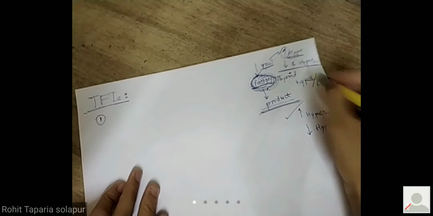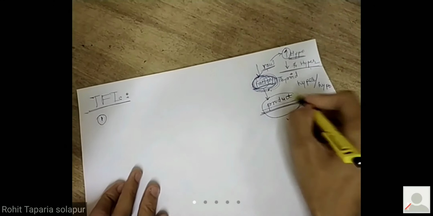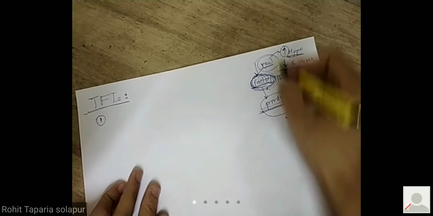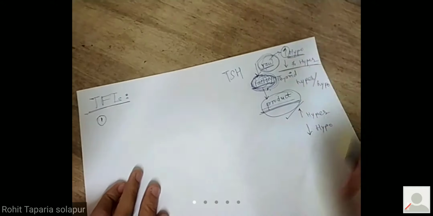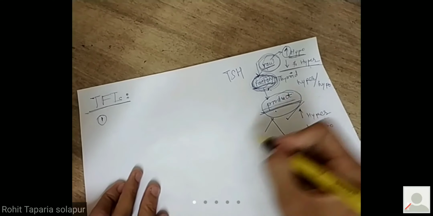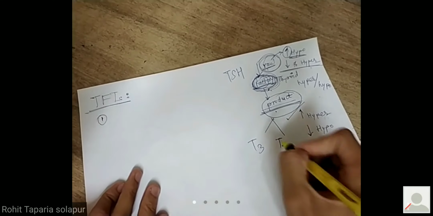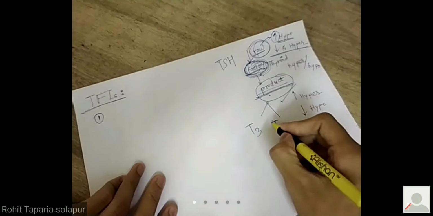So you can test by two ways, by checking the product, by checking the raw material. Now the raw material is what? Stimulating factor, that is nothing but TSH. And what is the product? T3 and T4. So this simple chart you should remember.